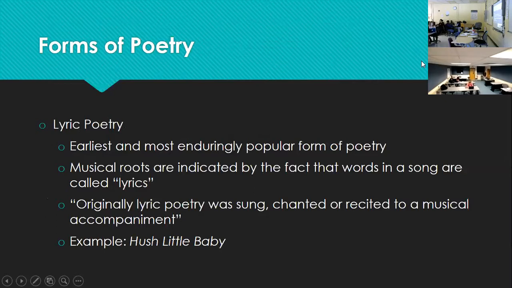So there are many different forms of poetry. So we're going to start off with lyrical poetry. It is perhaps the earliest and most enduring popular form of poetry. It actually began in ancient Greece in connection with music. Lyric poetry in today's world tends to be more quiet, inward, and meditative. Hush Little Baby is a good example of a lyric poem.